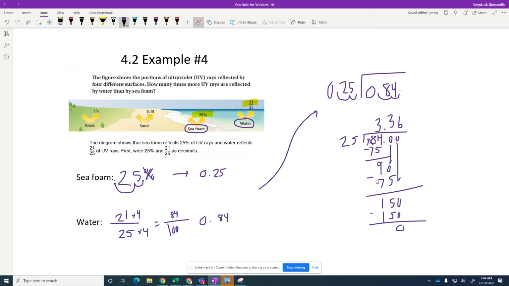I end up with 0 as my remainder, and 3 and 36 hundredths is my answer. So how many times more UV rays are reflected by water than by seafoam? The answer would be it is reflected 3 and 36 hundredths times more by water than by seafoam.